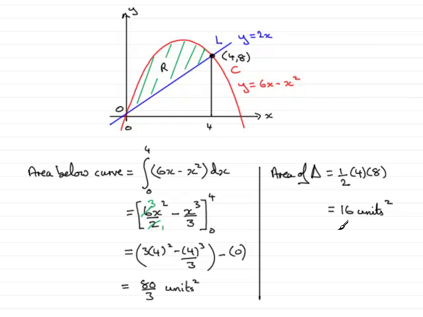And so that means that the area R is equal to the area under the curve, 80/3, minus the area of the triangle, 16. And doing that, you find you get 32 over 3, 32/3, and I'm going to write in units squared.